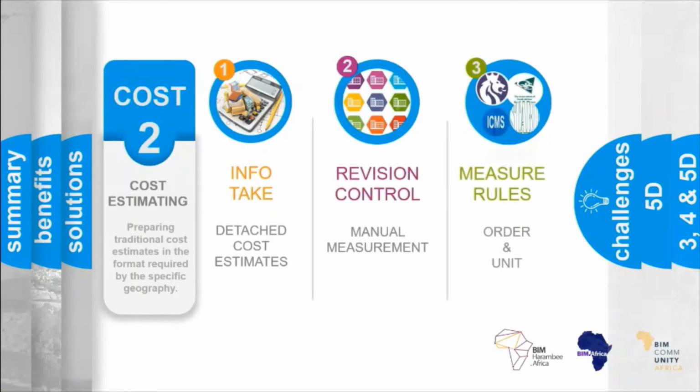Now, we've covered a number of the challenges that we experience with regard to quantity takeoff. And now we need to move on to the second section of 5D, which is cost estimating and the challenges associated with that. Cost estimating is typically done in isolation once the design team has reached a certain stage. One of the reasons for this is that cost estimating and scheduling is traditionally an information take process. This is because information flows from the design team to the quantity surveyor, who then interprets that information and presents it in the form of a cost estimate.